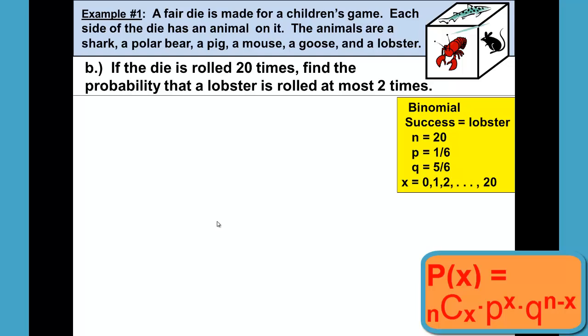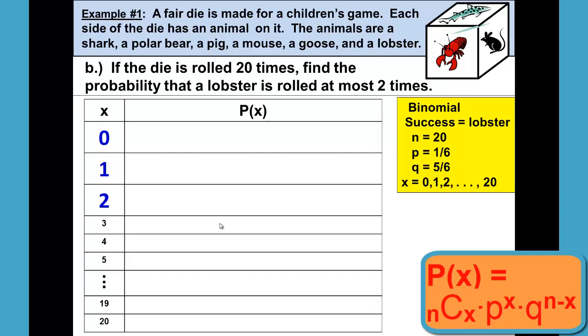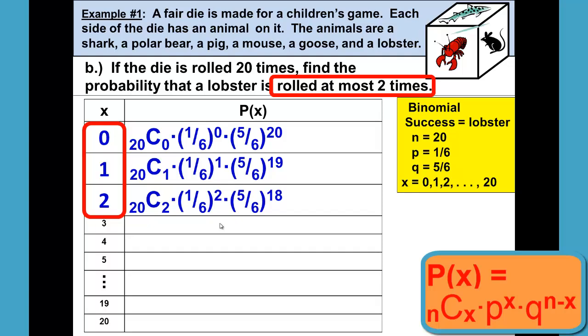Part B says, if the die is rolled 20 times, find the probability that a lobster is rolled at most 2 times. At most 2 times would be 2 or less. If you're still struggling with the at most or at least, do not forget that I do have a video on those phrases. Notice our formulas for each of those cases.